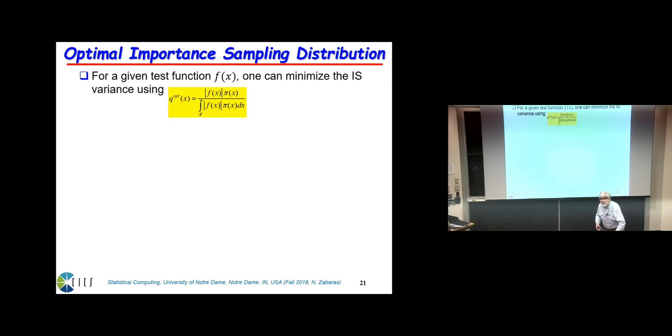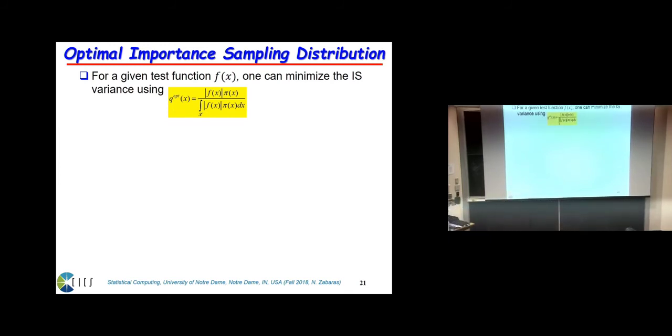Say it again? Less deviation, you said? So minimize the variance. So we want to minimize the variance of the estimator, all right? So guess what? The Q that minimizes the variance of the estimator is actually the absolute value of f times pi divided by this integral in the domain of pi of the absolute value of f times pi. And that is the optimal distribution that minimizes the variance of the estimator.